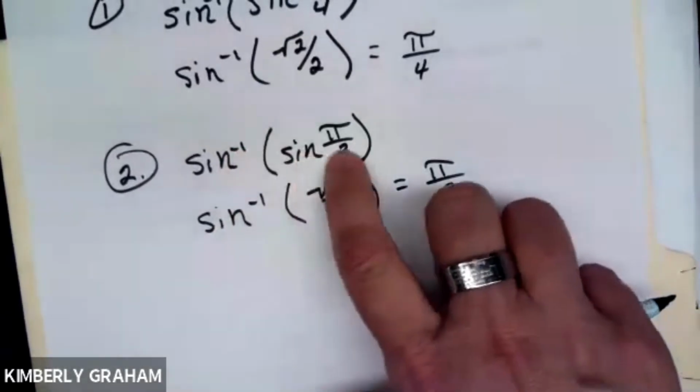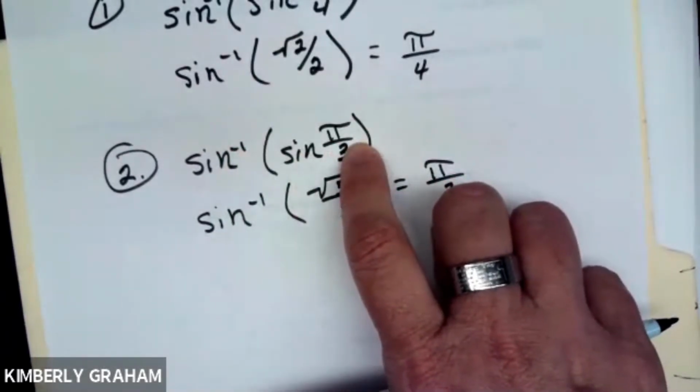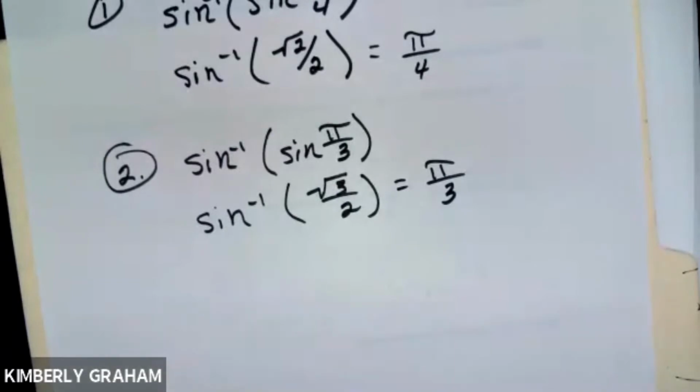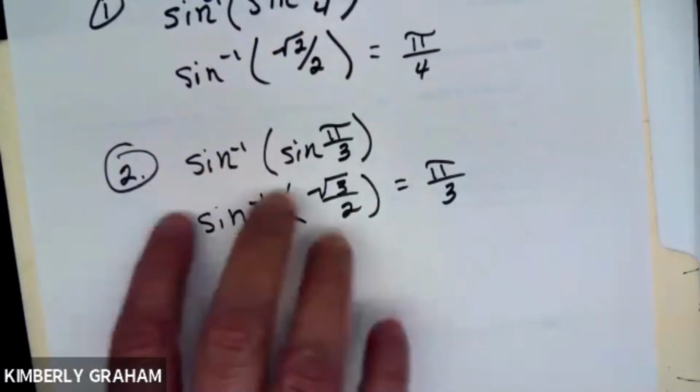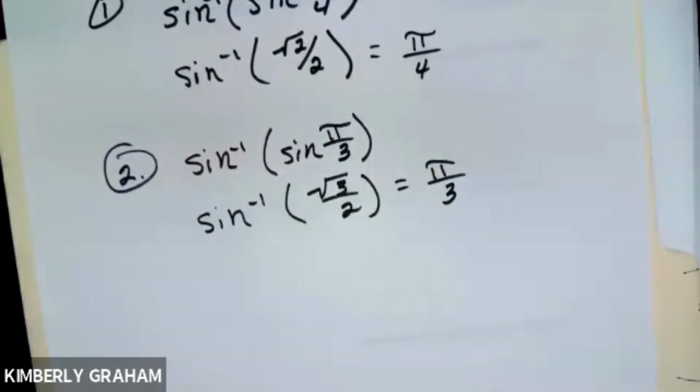Now, if you think about inverses, this pi over 3, in the first quadrant, we're in the domain of sine of theta, obviously. And we're also in the range of inverse sine. So those two do just sort of cancel out and give me what I started with.